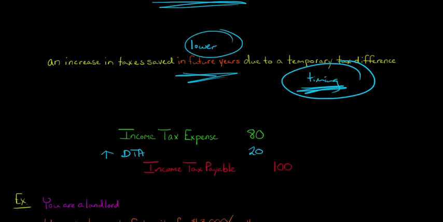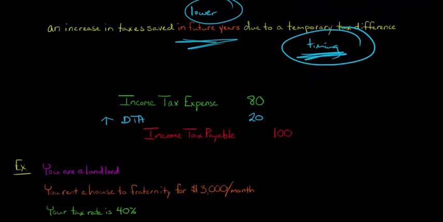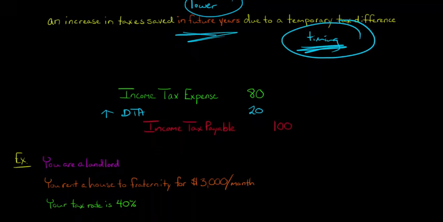Let me give you a more comprehensive example, and I'll show you some journal entries that'll make a little more sense. So let's pretend that you are a landlord and you rent a house out to a fraternity for $3,000 a month. So that's what you do. You rent houses and properties and apartments. So you rent it out to this fraternity. Let's say you rent it out to the guys from the movie Animal House. You rent them a house for $3,000 a month, and your tax rate is 40%.